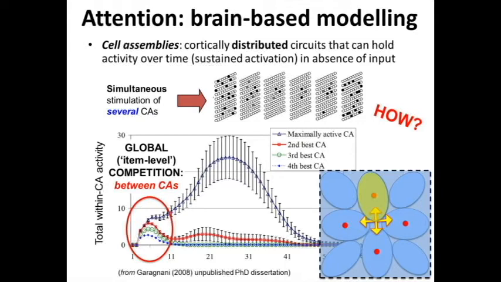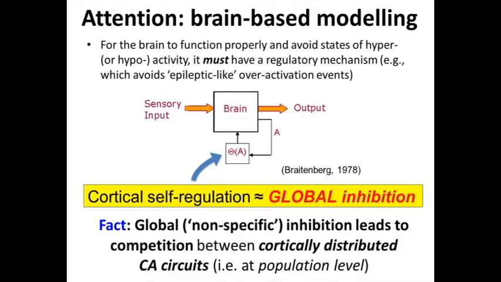But the key question then is, if this system necessitates a global inhibition process, how exactly does that work? We need some central network responsible for global inhibition. So let's ask ourselves whether there's any evidence the brain has a global inhibitor circuit. As we all know, there's this fairly old notion that the brain has to have some sort of regulatory mechanism in order to avoid hyper- and hypoactivity, much like the kind we sometimes see in epileptic patients, where the brain goes haywire.